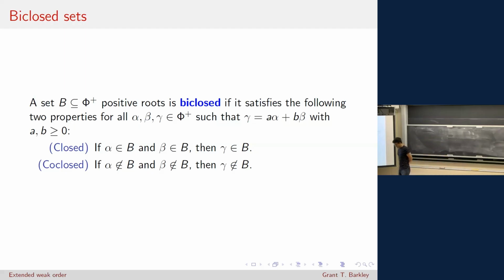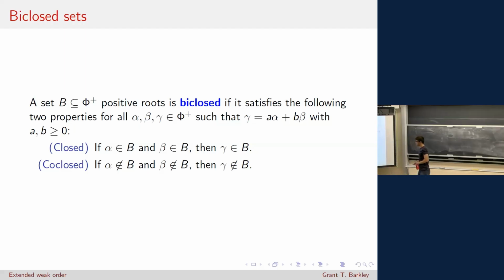So here's the definition. Again, we're given a set of positive roots, and we want to check whether it's one of these biclosed sets. How do we do that? What we need to check is that for every triple of positive roots alpha, beta, gamma, such that gamma is a positive combination of alpha and beta, so there's some way of writing it in terms of alpha and beta with positive coefficients, I want to check these two properties. One of them is the closed property, which says that if alpha is in my set and beta is in my set, then gamma is also in my set. And the other is the co-closed property, which says that if alpha is not in my set and beta is not in my set, then gamma is not in my set.